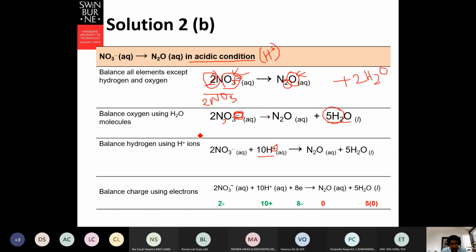So we have already 2 electrons here, but another 8 electrons we have to add. We have to add another 8 electrons on the left side so that it is balanced. So 2 electrons plus 8 makes 10, balancing the 10 positive charges. And that is how you will see that everything is balanced on both sides. All right.